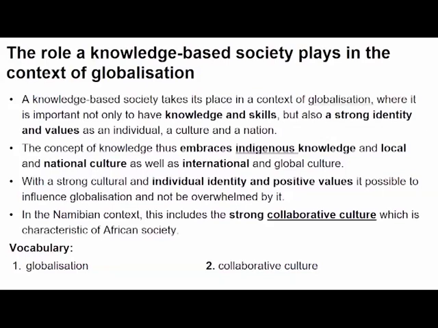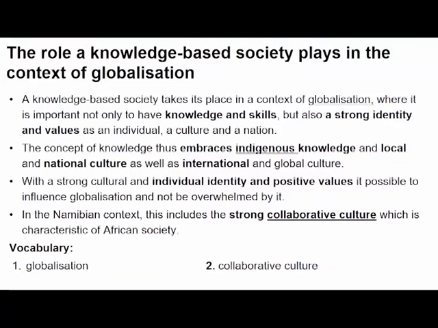The concept of knowledge, in other words, embraces indigenous knowledge, local and national culture, as well as international and global culture. If a country or if a nation has a strong cultural and individual identity and positive values, it makes it possible to influence globalization and not to be overwhelmed by it. In our context, this includes a strong collaborative culture, which is characteristic of our African society.